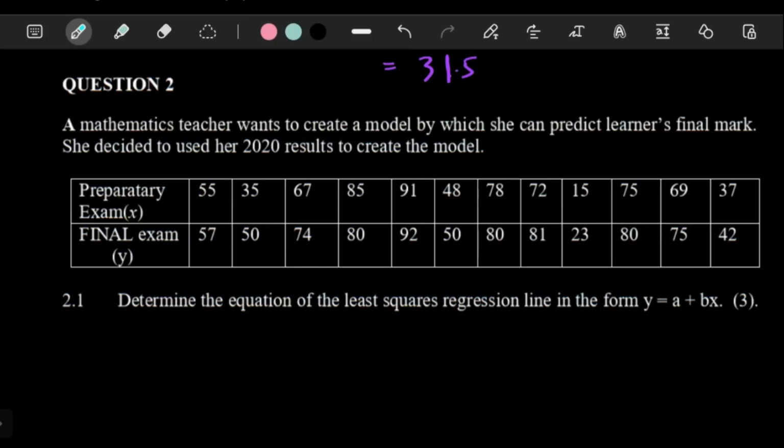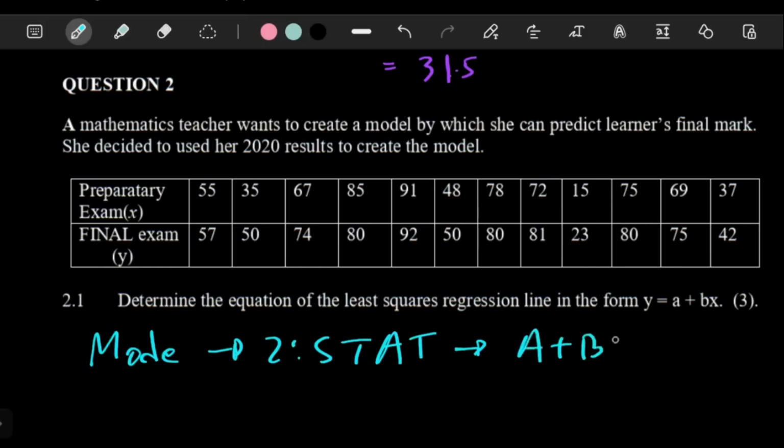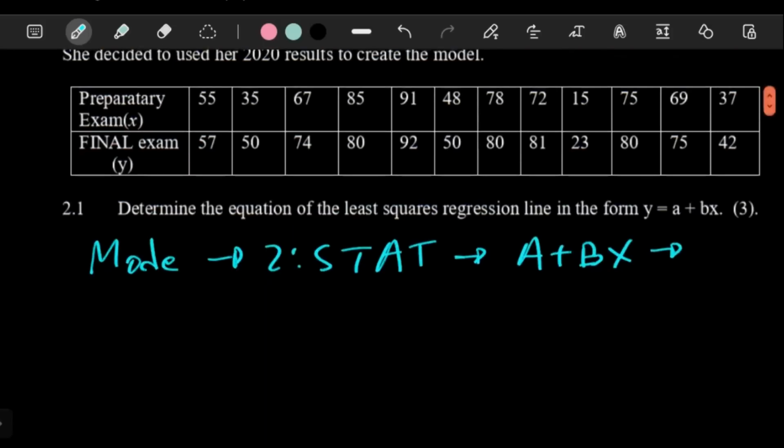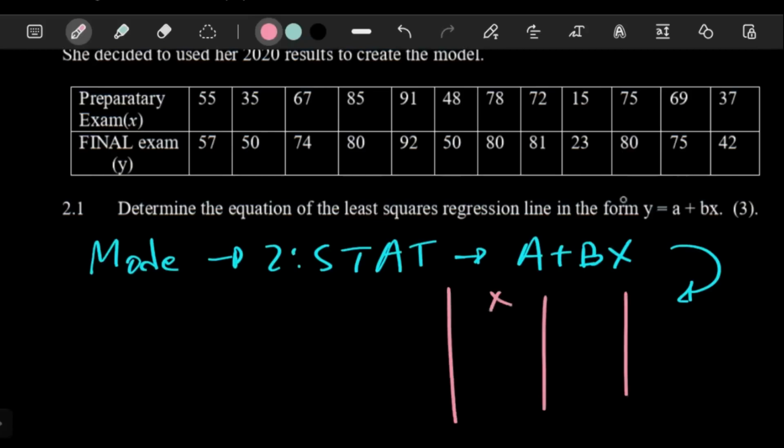In your calculator, you're going to press mode. And then you're going to press stat, which is the second one. After pressing stat, you're going to press number 2 again, A plus bx. After pressing A plus bx, you're going to have two columns, one here, one there. So this is x, and then there's the frequency.